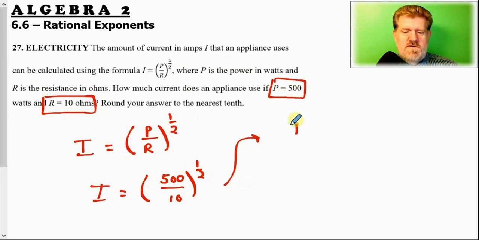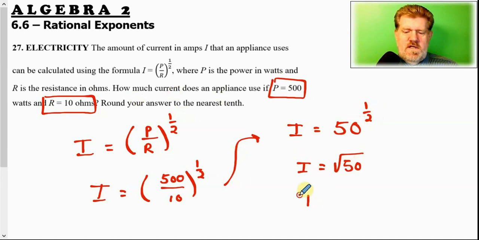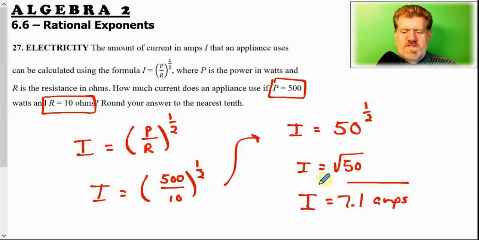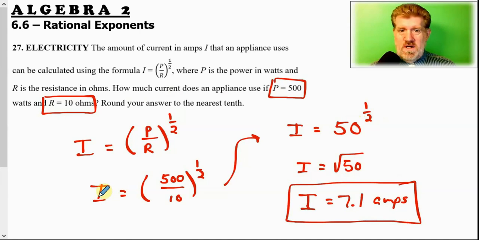All right, so 500 divided by 10 is 50. So it's 50 to the 1/2 power. And we want to round it to the nearest tenth, so really this is just the square root of 50. And it's a little bit above 7, so it's 7.1 amps. Now I don't have that memorized, it's just 50 is really close to 49. So I figured it was 7.1, and then I looked over on the other screen, and it is 7.1.